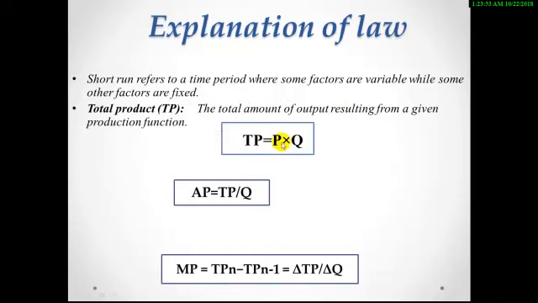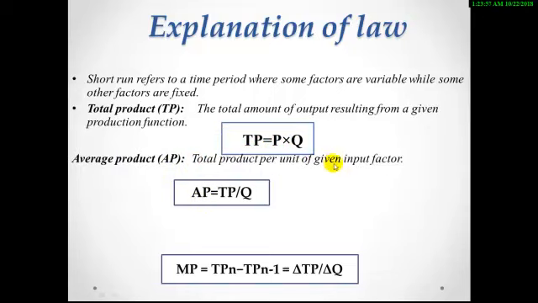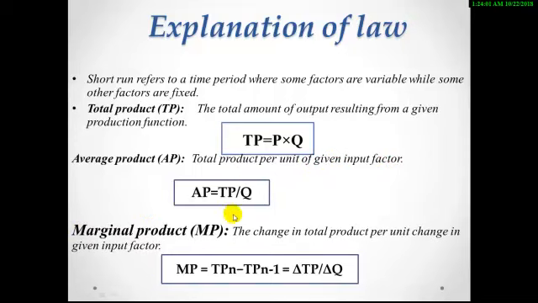Total production. The total amount of output resulting from a given production function. That is, TP equals P into Q. Average product is total product per unit of a given input factor. Marginal product is the change in total product per unit change in given input factor.